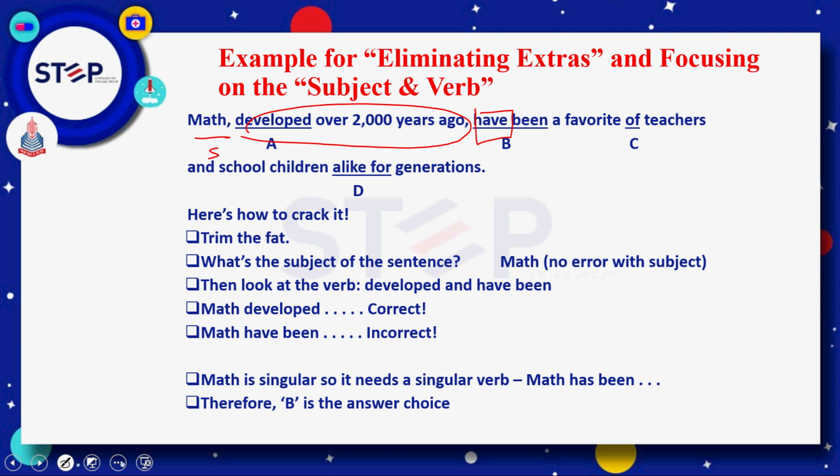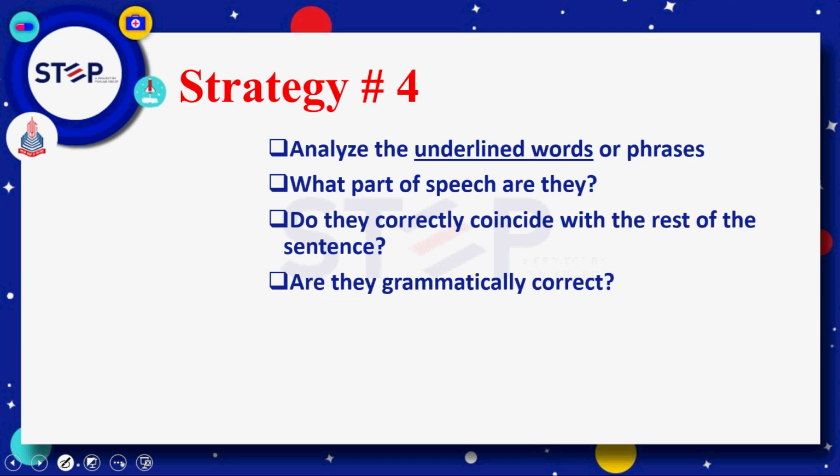Here's how to crack it. Trim the fat. What's the subject of the sentence? Maths. No error with the subject. Then look at the verbs, developed and have been. Maths developed, correct. Maths have been, incorrect. So as I told you, a singular subject takes a singular verb. Maths is singular, so it needs a singular verb. Maths has been. Therefore, B is the correct answer. So this is the strategy.